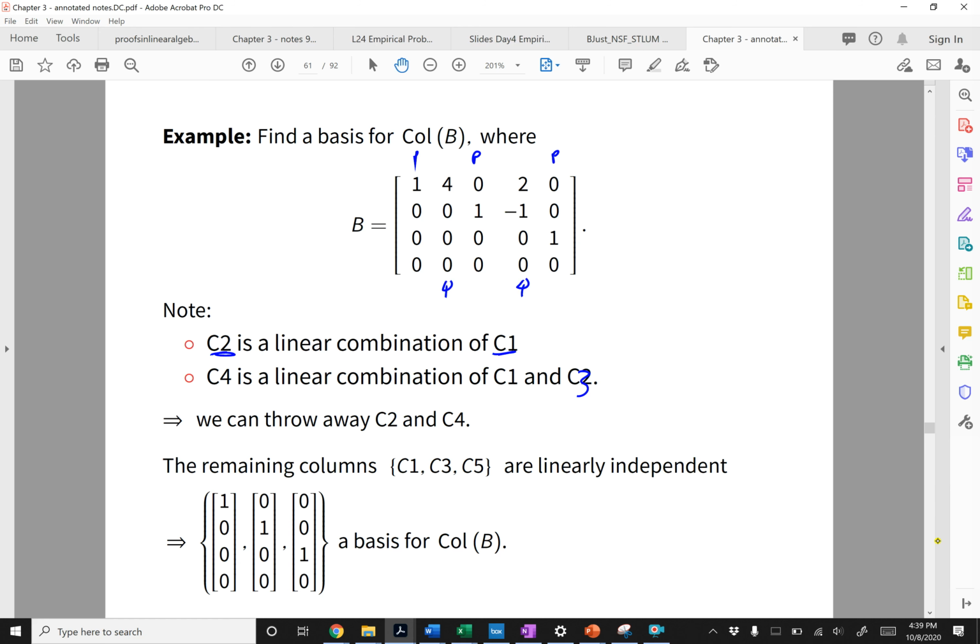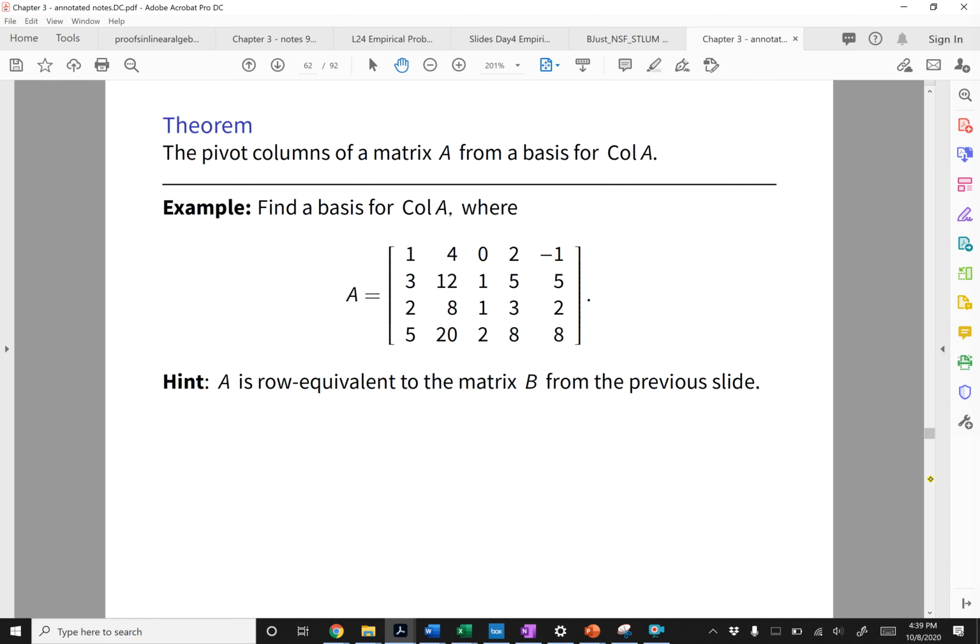Okay, those would correspond with free variables in a system of equations. So our spanning set is just the remaining columns. So we just need C1, C3, and C5. There we go. The pivot columns of a matrix form a basis for the column space of A.